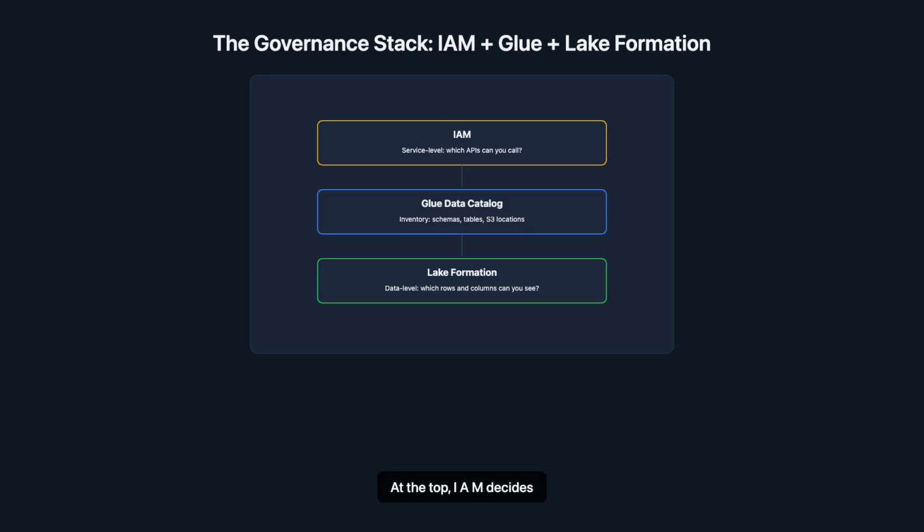At the top, IAM decides which Amazon Web Services APIs you're even allowed to call. In the middle, the Glue Data Catalog holds the inventory, every table, every schema, every S3 location. And at the bottom, Lake Formation governs which actual rows and columns you can see inside those tables. 3 layers, 3 jobs, they are not alternatives to each other.